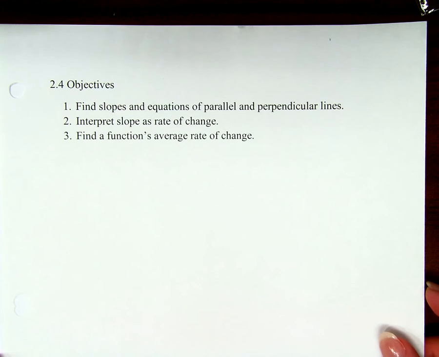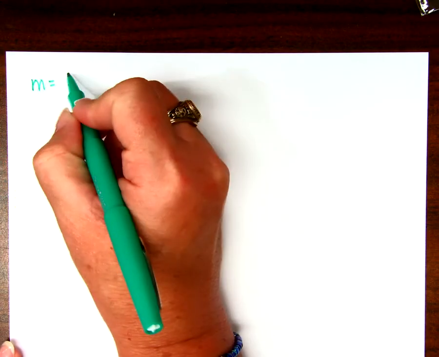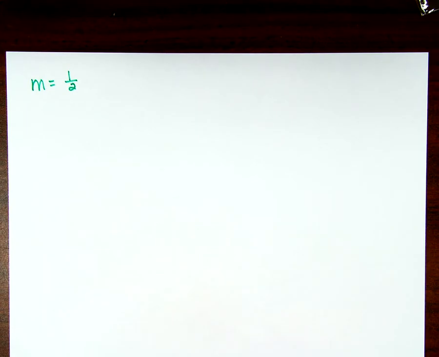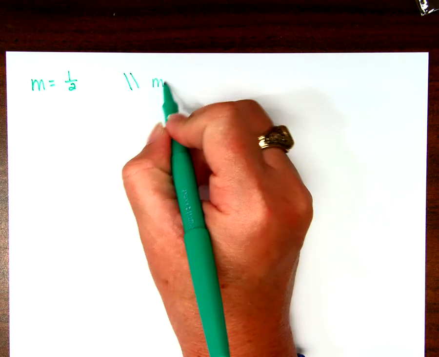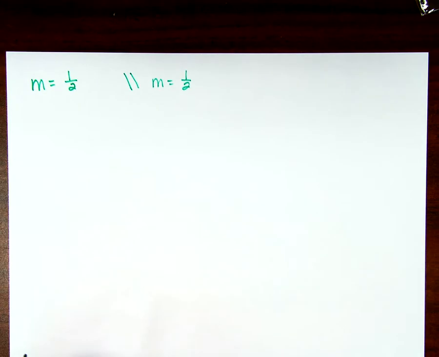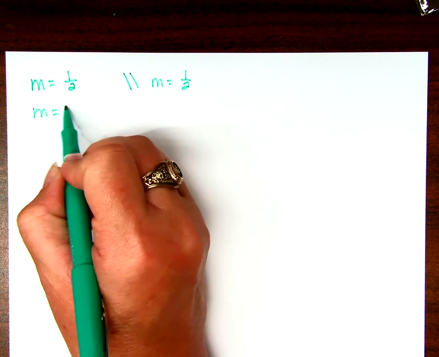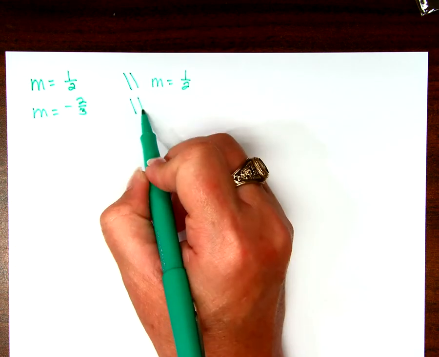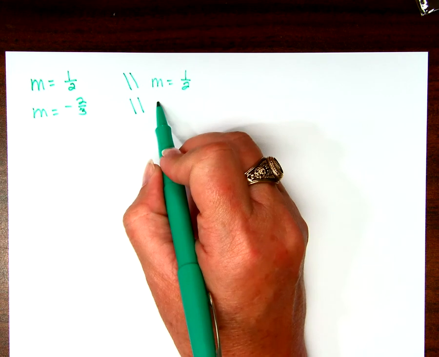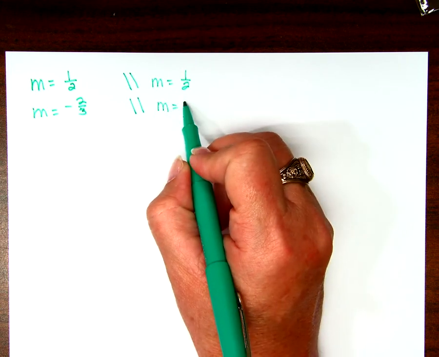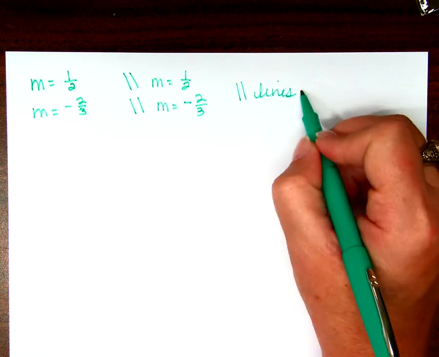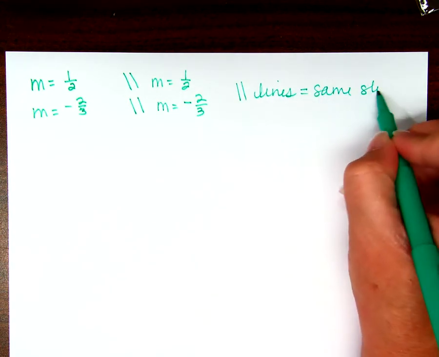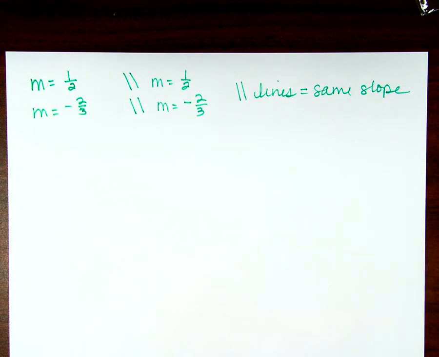So what about parallel and perpendicular lines? What do you know about them? If I tell you one line has a slope of 1/2, what is a line that is parallel to that has a slope of 1/2? If I tell you the slope of a line is -2/3, what does a parallel line to that line have a slope of? -2/3. Parallel lines have what? Do you remember that?